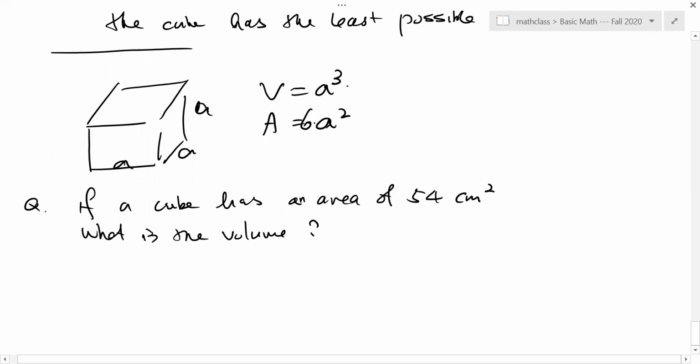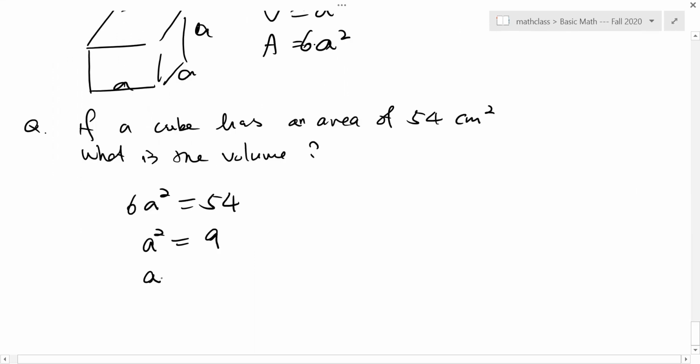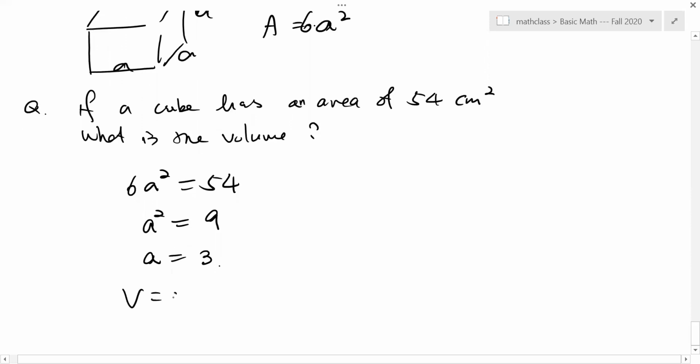You draw the cube, and you write down what you're given. The surface area is 54, so 6a squared equals 54. Okay. Then a squared is going to be 9, right? So the edge length is going to be 3. Then the volume is going to be a cubed. It's 3 cubed. It's 27.